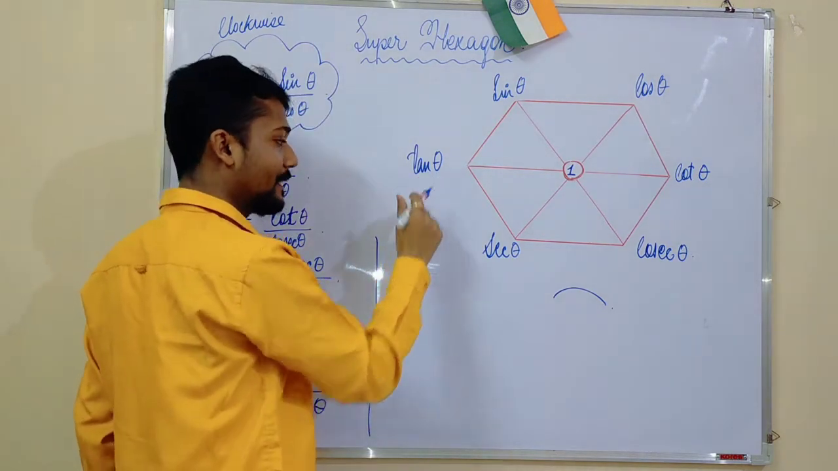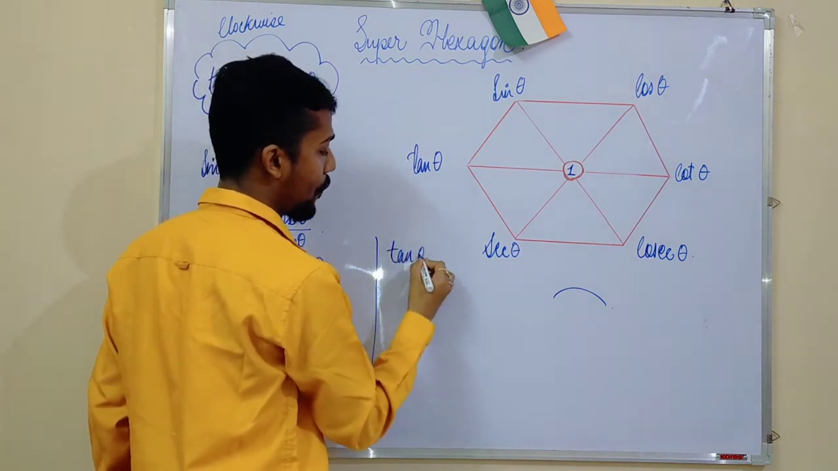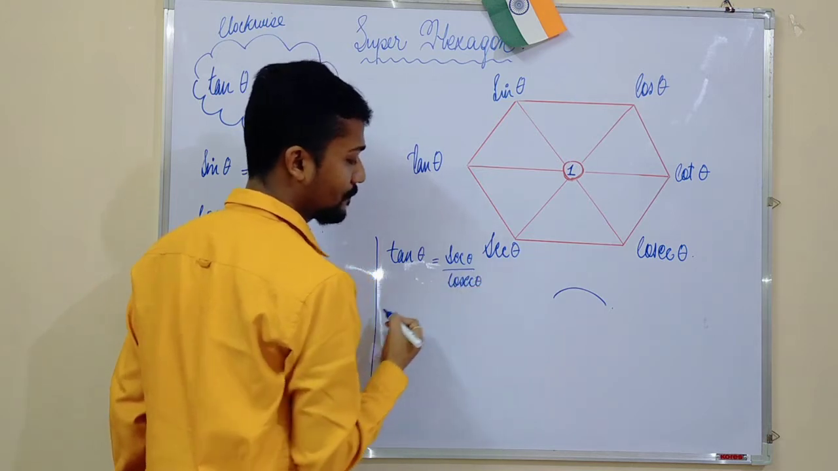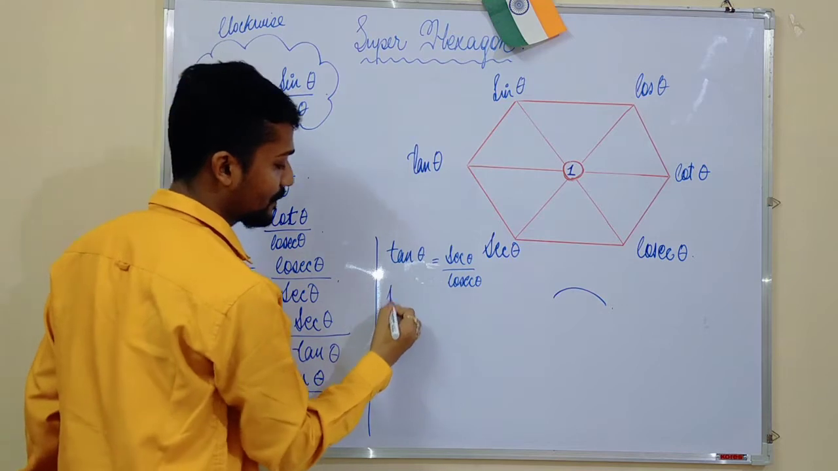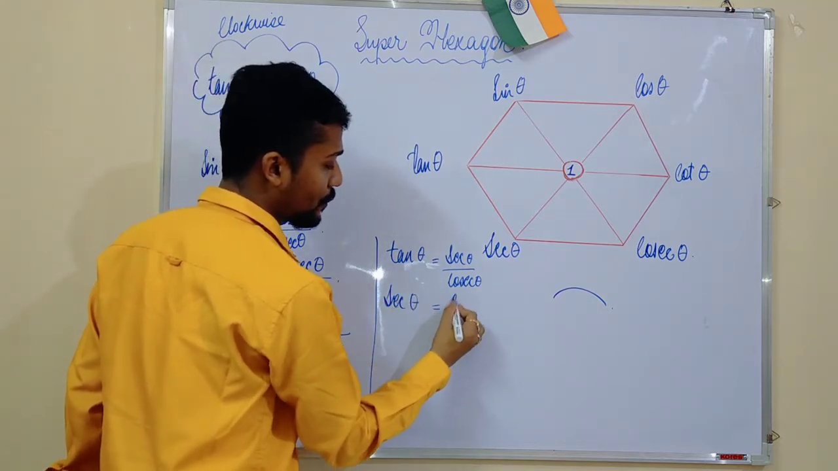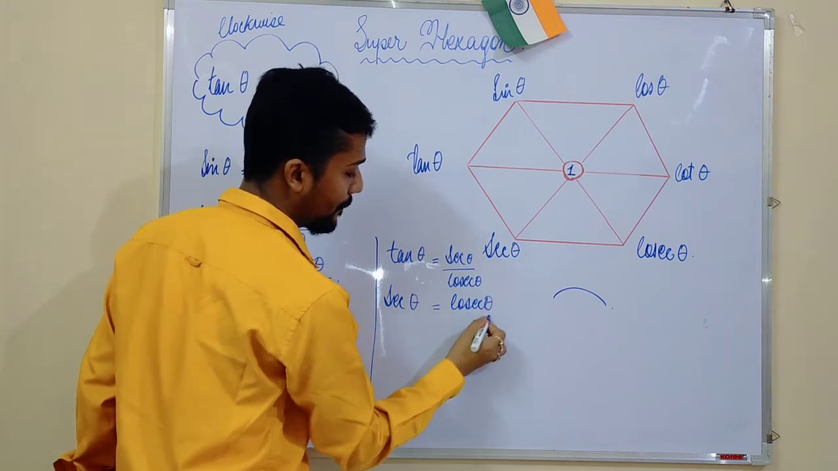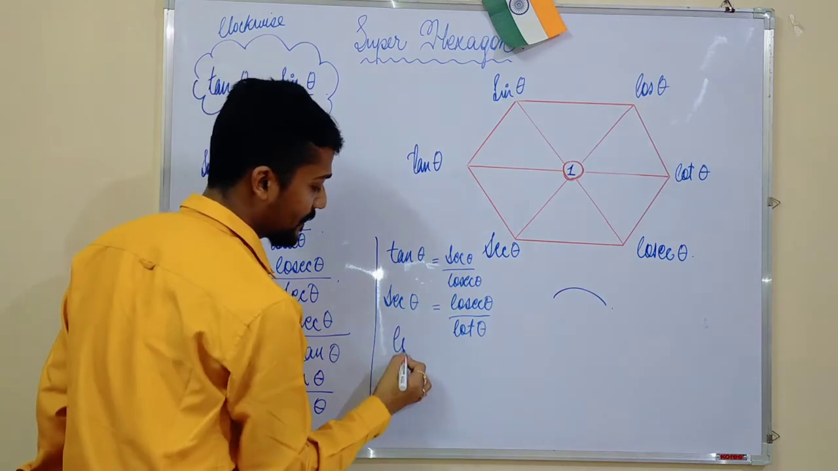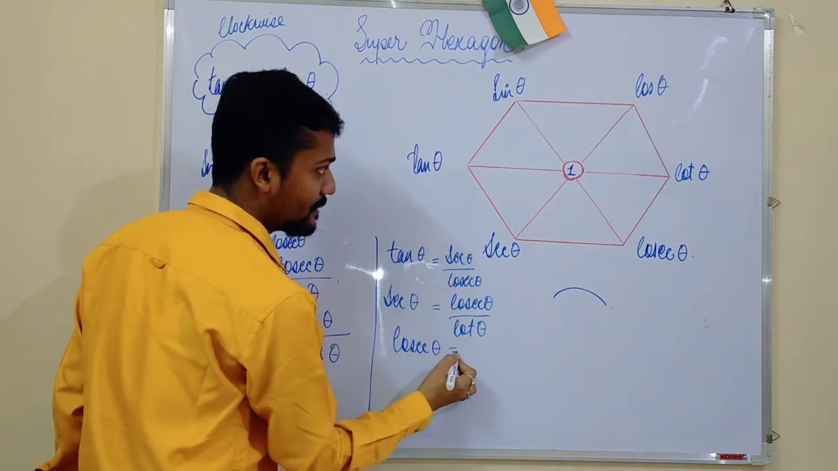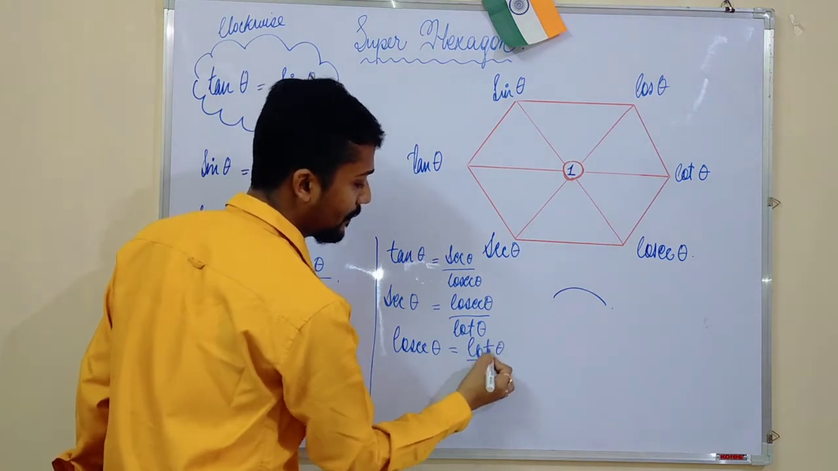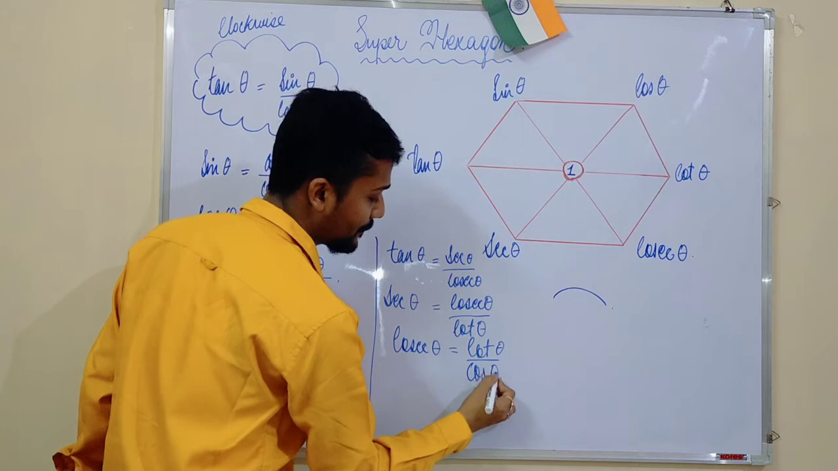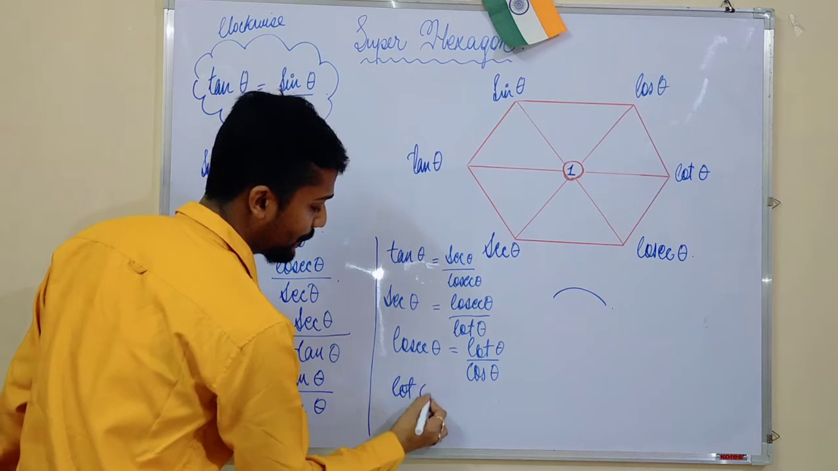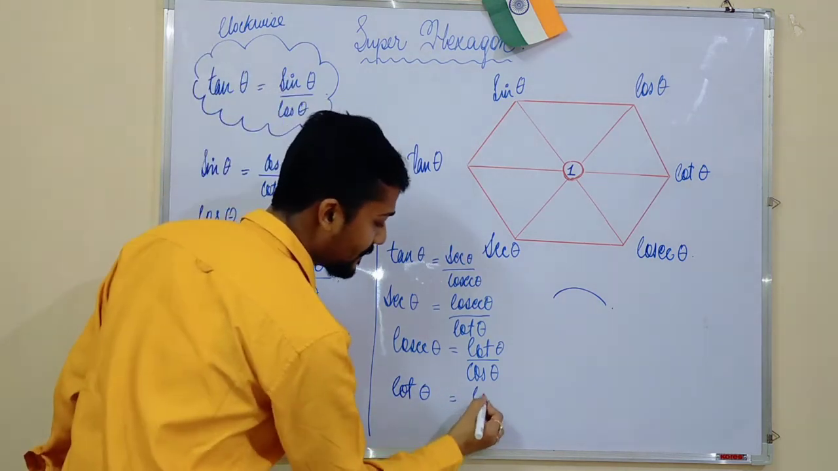Now we will see anti-clockwise. Again I will start with tan. Tan theta is equal to sec theta by cosec theta. Next is sec theta. Sec theta is equal to cosec theta by cot theta. Done. Next is cosec theta, which is equal to cot theta by cos theta. What is next? After cosec is cot, right? Cot theta is equal to cos theta by sin theta.